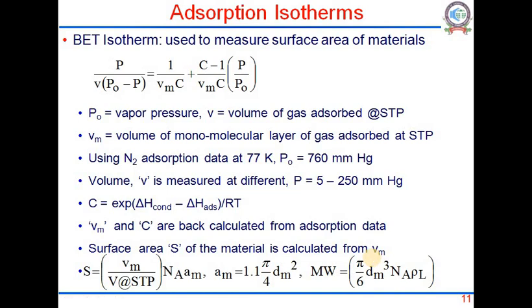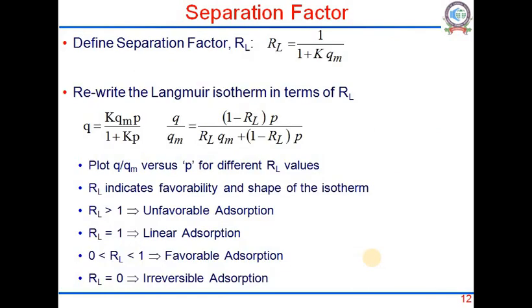So these are the different isotherms that are used. Sometimes, to check whether adsorption is favorable or not favorable, something called the separation factor is defined. If you think in terms of the Langmuir isotherm, the separation factor is defined as 1 divided by 1 plus K Qm, if we write the Langmuir adsorption isotherm in terms of RL.